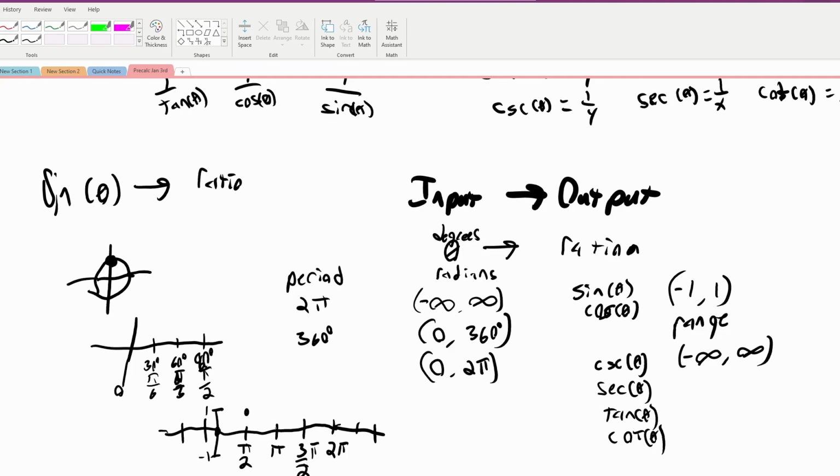And then at pi, we're back down to 0 because now we're on the other side here. And then when we're at 3 pi over 2, we're at negative 1. And then we're going to be back at 2 pi to 0. And what we end up getting is this cool wave pattern.